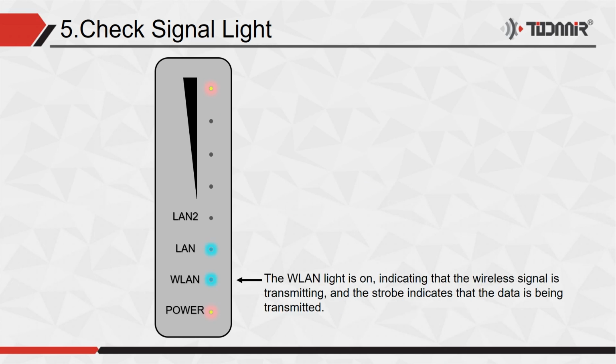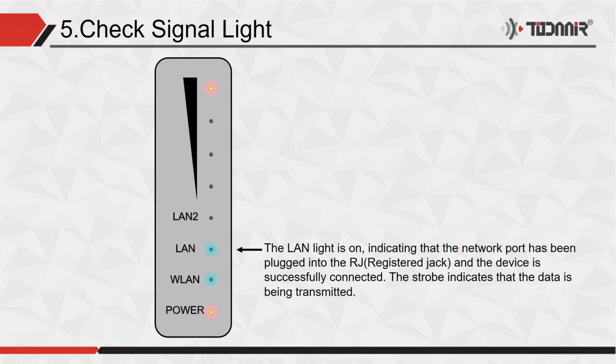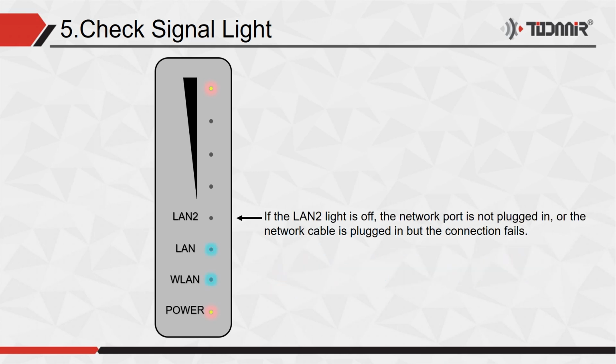The VLAN light is on, indicating that the wireless signal is transmitting, and the strobe indicates that the data is being transmitted. The LAN light is on, indicating that the network port has been plugged into the AP and the device is successfully connected. The strobe indicates that the data is being transmitted. If the LAN 2 light is off, the network port is not plugged in, or the network cable is plugged in but the connection fails.